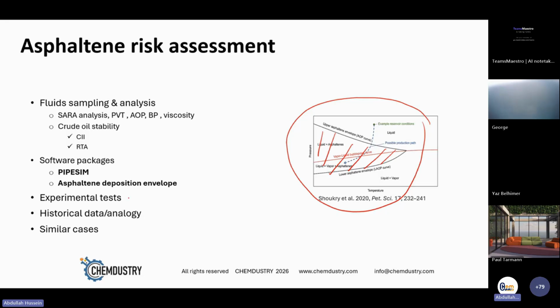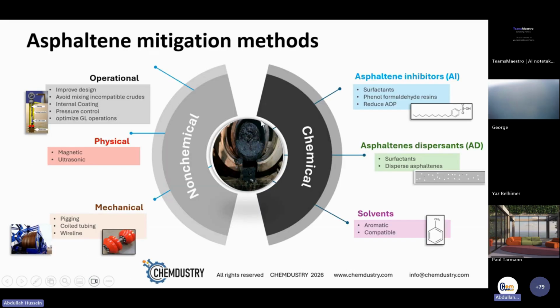Sometimes we might need to run some experiments. There's a lot of experimentation on the asphaltene deposition. Most of the time they're done using alkane as a precipitant. And then you study the system, other systems and analogy, learn from these lessons. And then you will build your own risk matrix. Based on that, you will start to design the mitigation. Mitigation can be chemical or non-chemical, very similar to the other stuff.